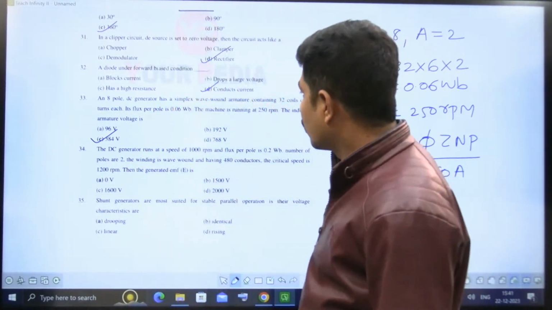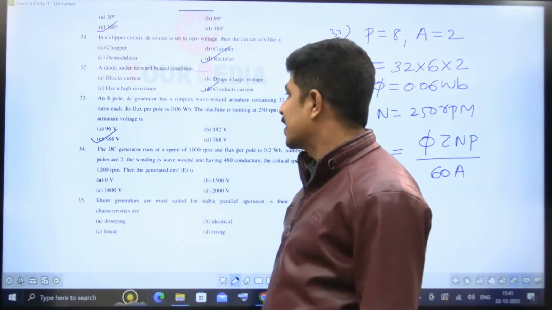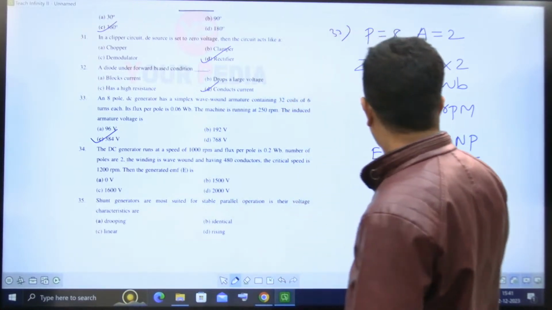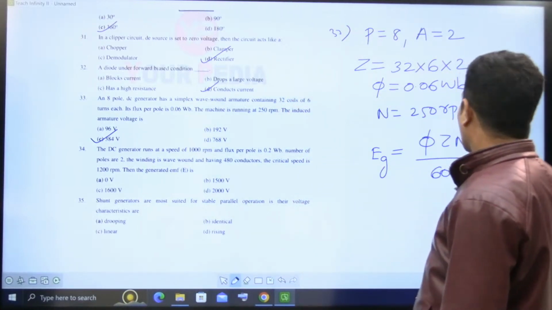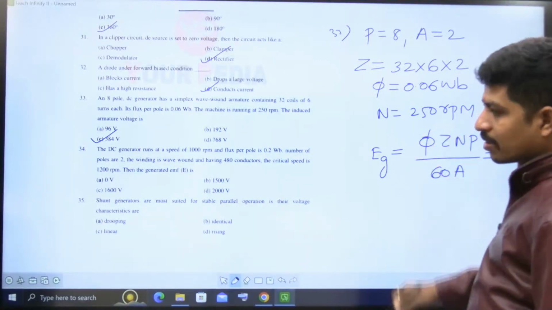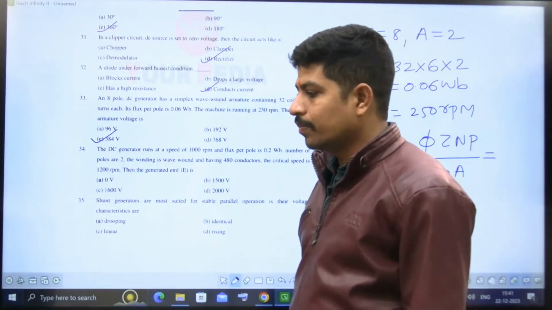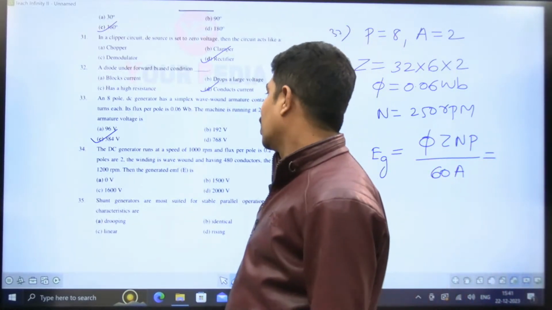Anish, 33 is C. Okay, you solve it, substitute all those values, and you're going to get 384 as the answer. Next question.